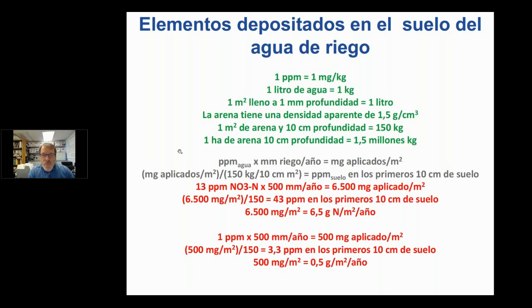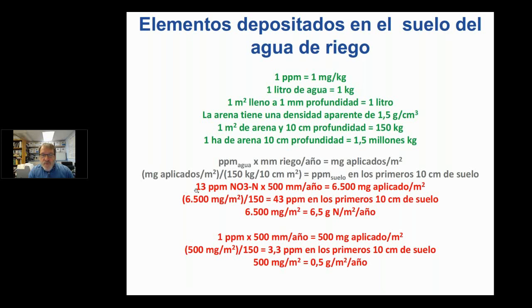So if we come back and look at the water, parts per million of the water times the millimeters of water applied per year will give us the milligrams applied per meter squared. You're applying that over the entire surface. So we take the total milligrams applied per meter squared, divided by 150 kilograms, that's the weight of the soil per 10 centimeters squared, a depth of 10 centimeters deep. You'll end up calculating the part per million increase in the soil. So you just divide by 150.